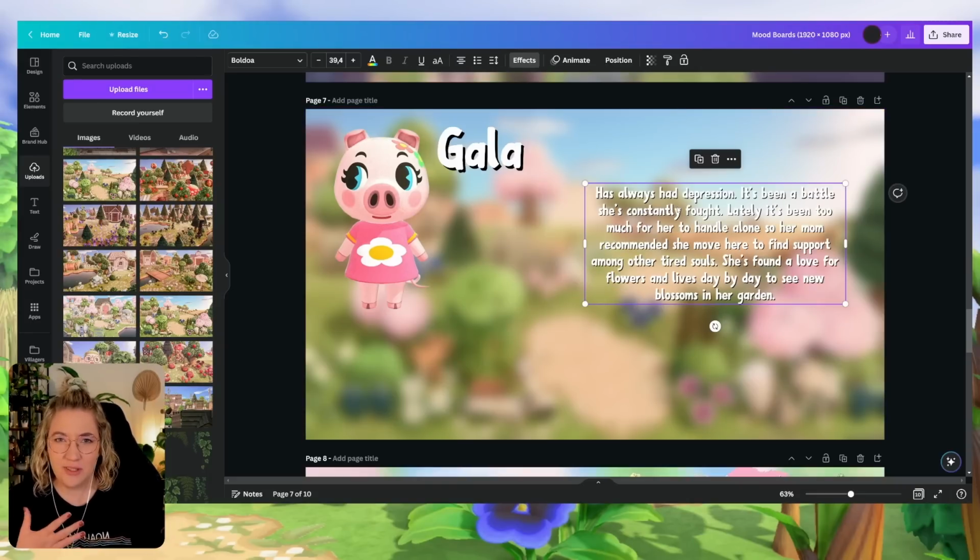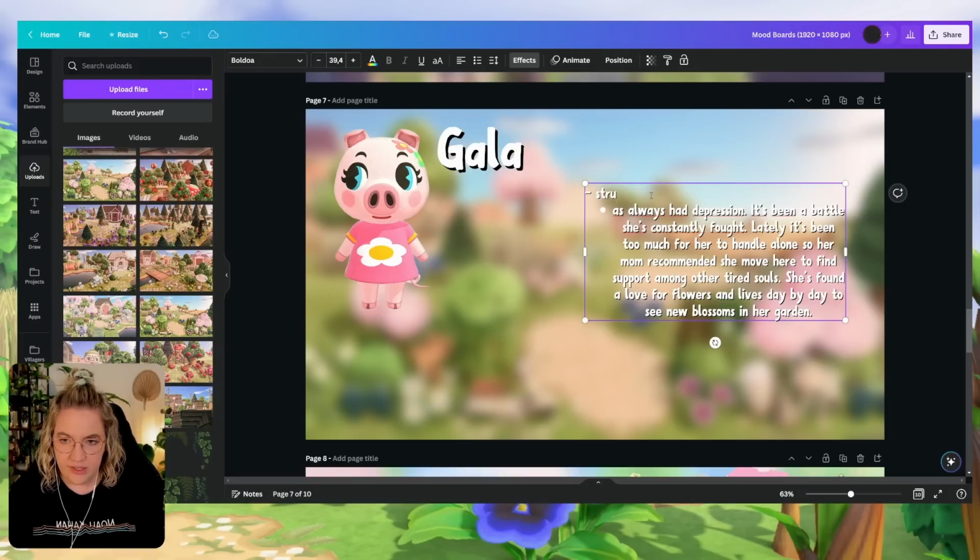Gala has probably struggled with finding her way in life and finding her path, and I thought this was a sweet touch to have supportive parents give her advice on trying a different way of life, which Kalon is going to be. All right, so let's say struggles with depression.